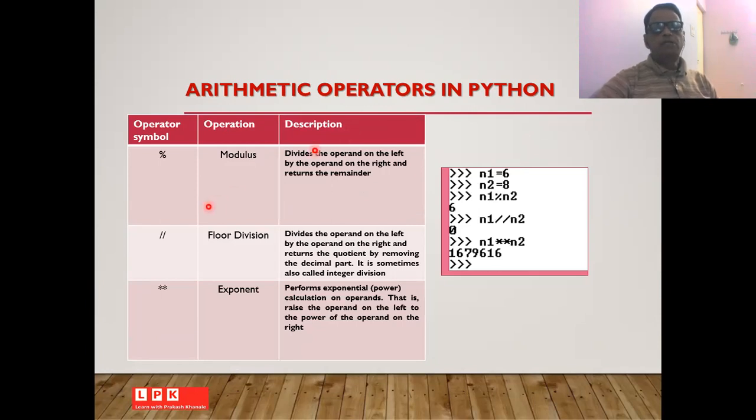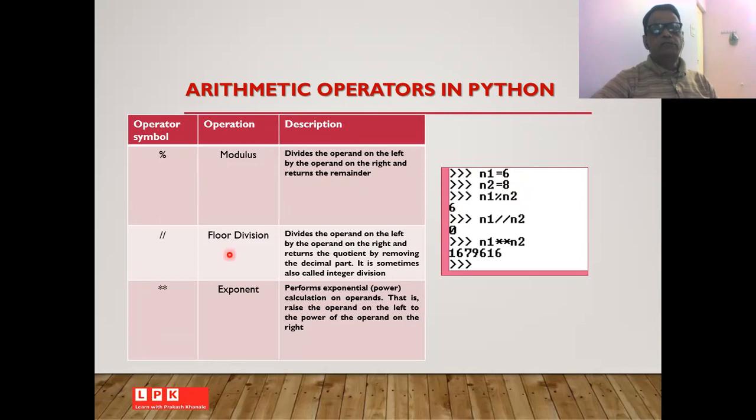Other arithmetic operators include the modulus operator. It will divide the operand on the left by the operand on the right, and it will return the remainder. So if n1 is equal to 6, n2 is equal to 8, then n1 modulus n2 will return me the value 6, because 6 cannot be divided by 8.